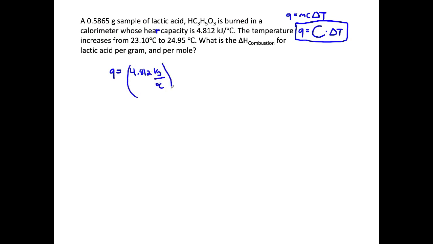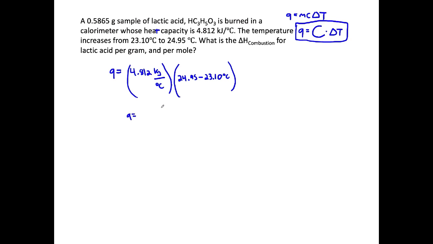Make sure you put your units in, and it kind of triggers you to either use joules or kilojoules in your calculation. All right, our change in temperature, we do the final temperature, which is 24.95, minus the initial temperature, 23.10 degrees C. That's going to be a positive temperature change, meaning energy is going to be absorbed by the calorimeter and given off by the combustion of the lactic acid.